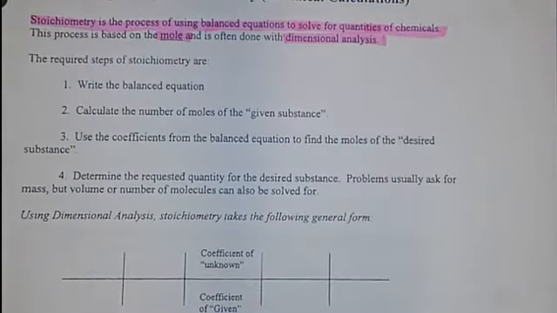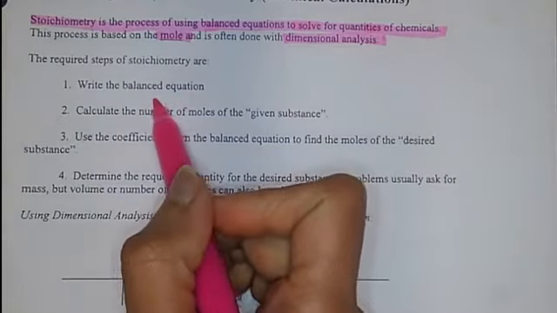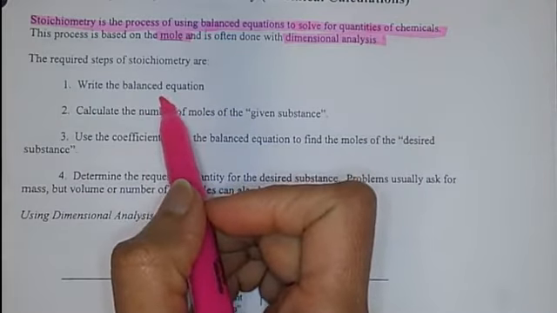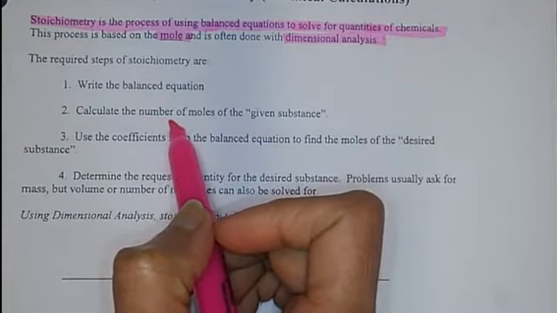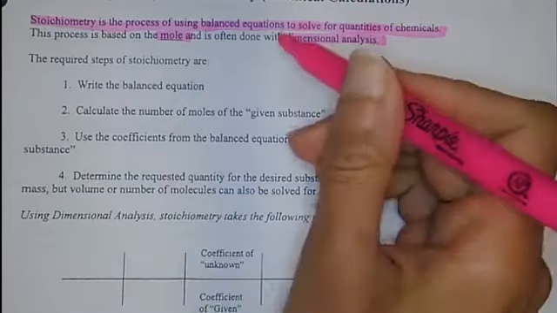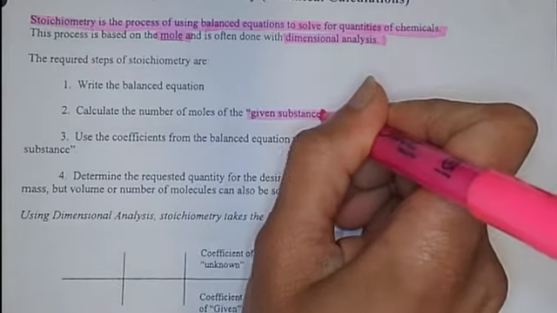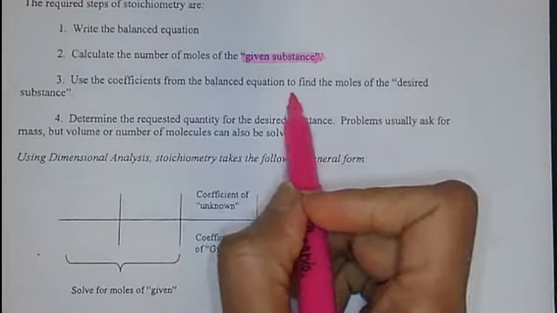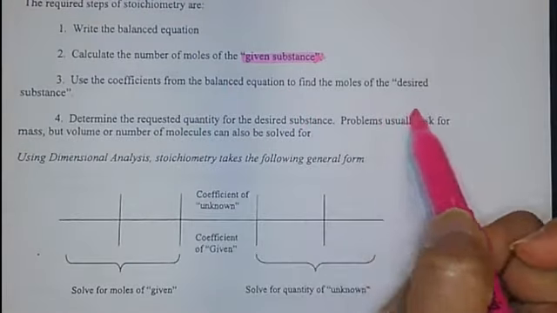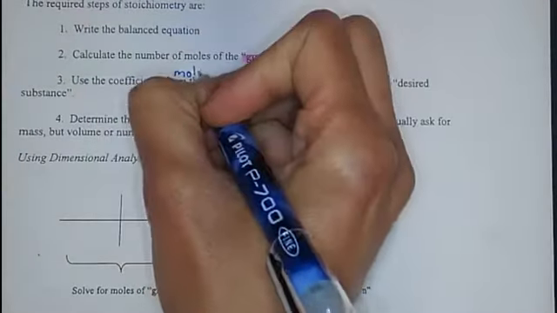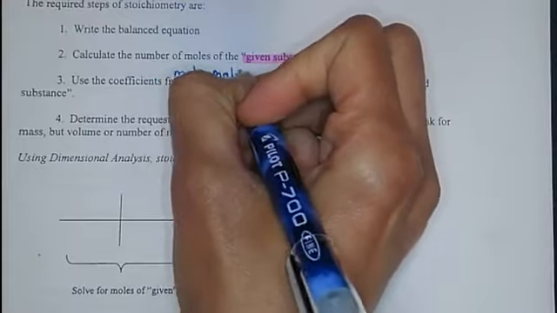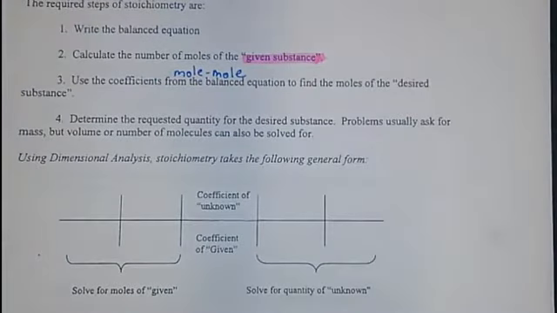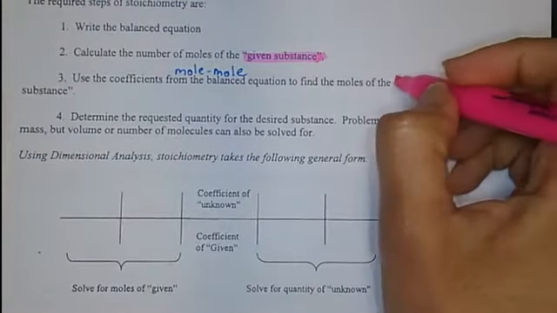The steps to stoichiometry: first, you always write a balanced chemical equation. Then you calculate the number of moles of the given substance. And that's the key, this is for the given substance. You use the coefficient from the balanced equation to find the moles of the desired substance. So this is where your mole to mole ratio comes in, where you go from one substance to the other, which is your desired substance.